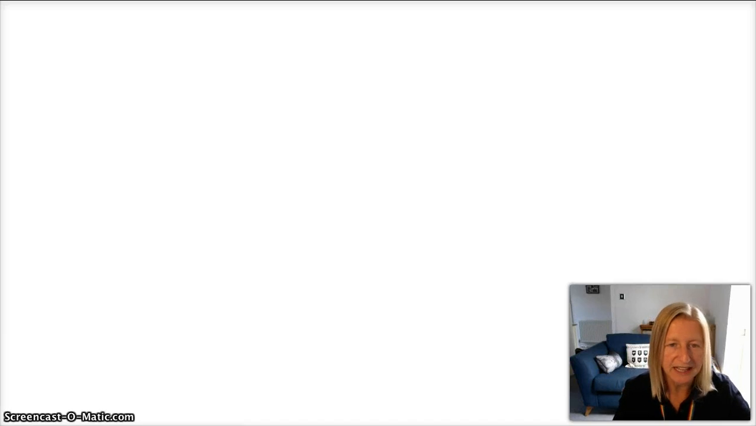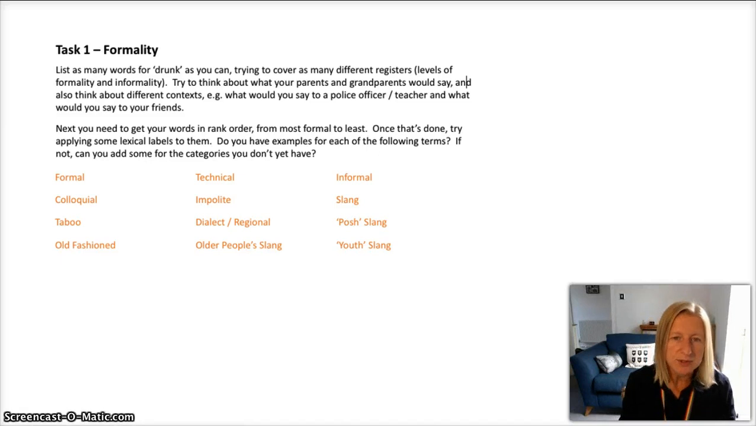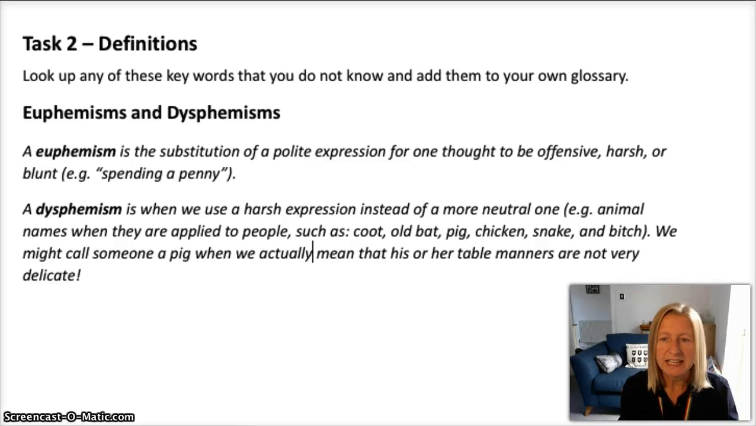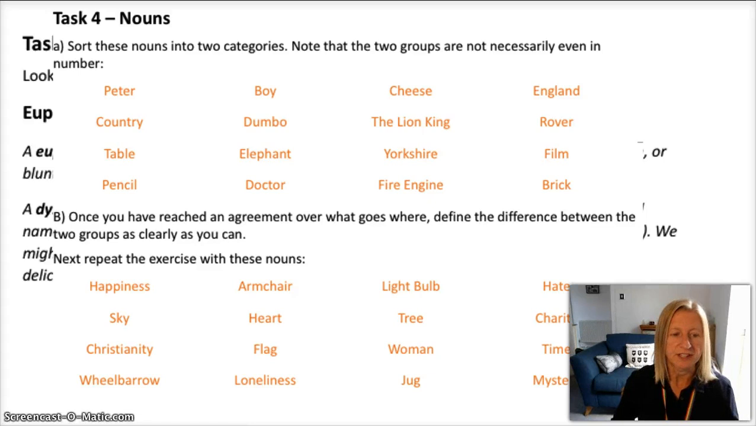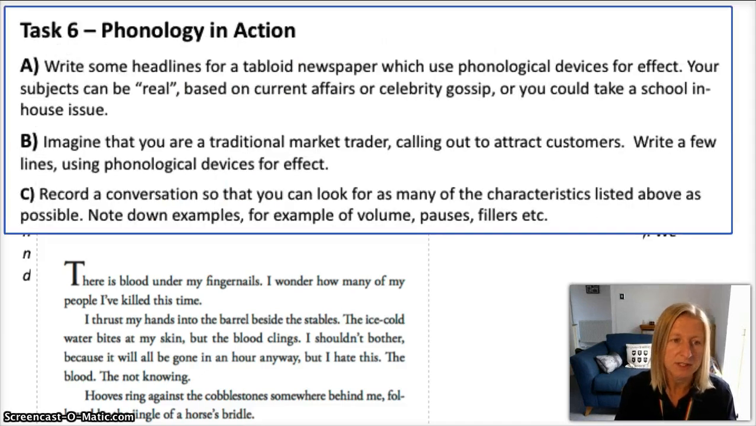Now, you've been set plenty of activities to keep you busy since the start of lockdown, so hopefully you're getting on okay with those. There were a few on getting you to think about English in a different way to the ways that you're already used to. So we had activities on formality, we had some key definitions of terms that you're going to be learning and using in English language study. There was some work on different categories of nouns, looking at texts to extract and identify different parts of speech and sentence types. We started to think about sound, okay, so phonology.